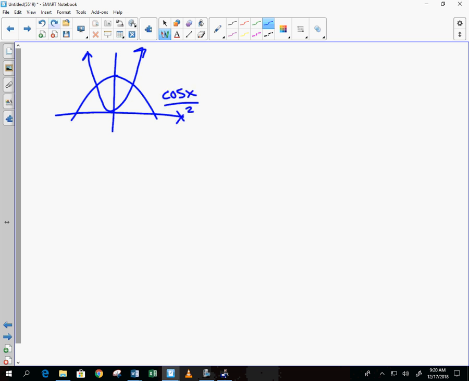Suppose you had cosine of x over x squared. Cosine at top is always headed towards +1. And x squared is always headed towards 0, right? If you look from the right side, it's 1 over a very small positive number. If you look from the left side, it's 1 over a very small positive number. So either way, you end up with infinity. So if you get 1 over 0, it might be does not exist.